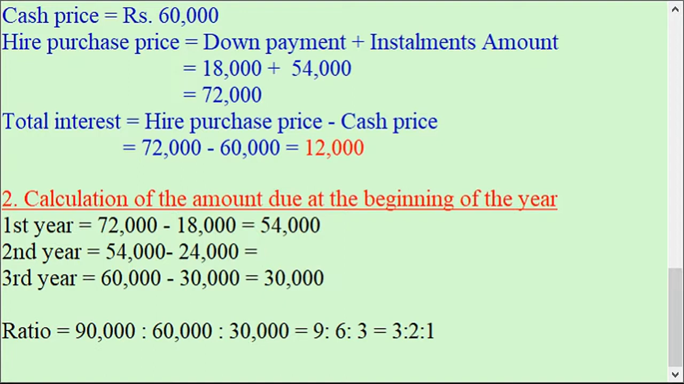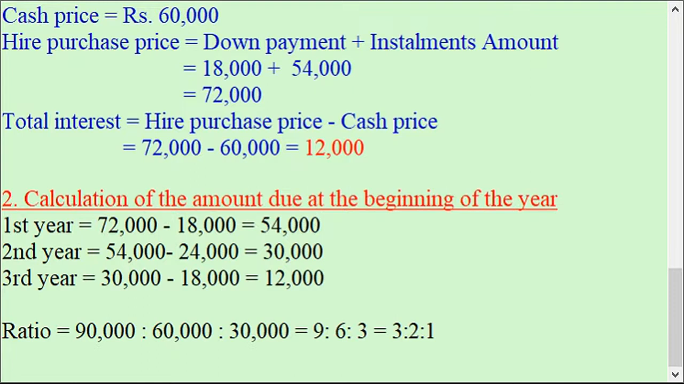So 54,000 minus 24,000 gives you 30,000 amount due at the beginning of second year. Beginning of third year means you have paid the second year installment. Second year installment was 18,000. So the amount due is 30,000 minus 18,000, it's 12,000.